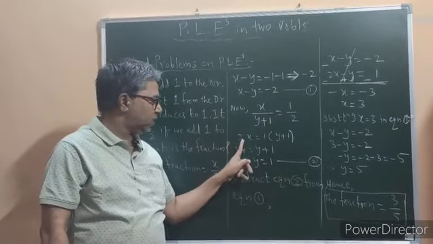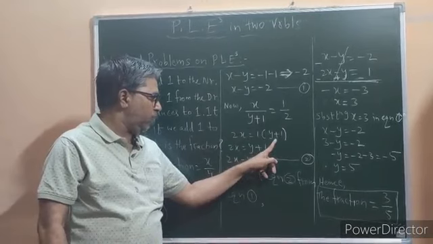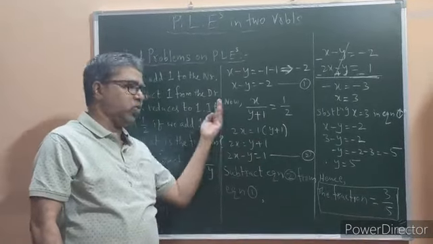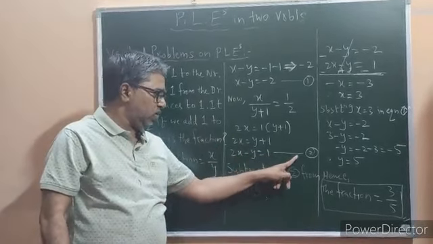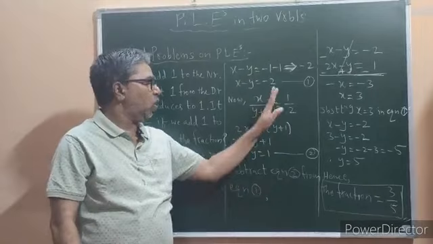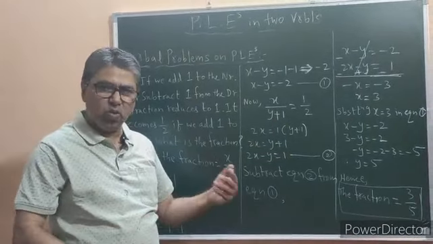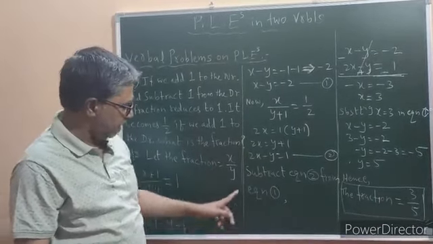So 2 into x, cross multiplication, 2x is equal to 1 into y plus 1. So 2x is equal to y plus 1. Bring this y towards left. 2x minus y is equal to 1. Call this as equation number 2. Now we have two equations, pair of linear equations in two variables. You solve them by elimination method.